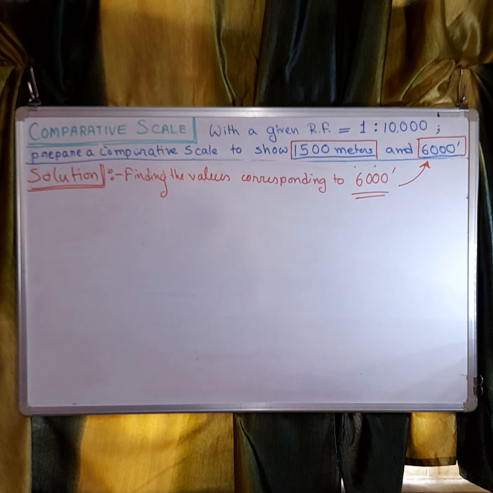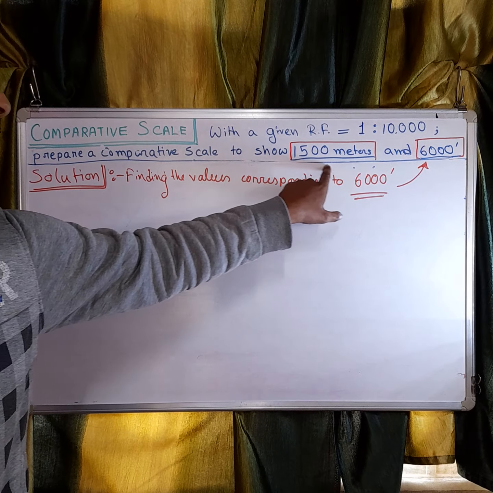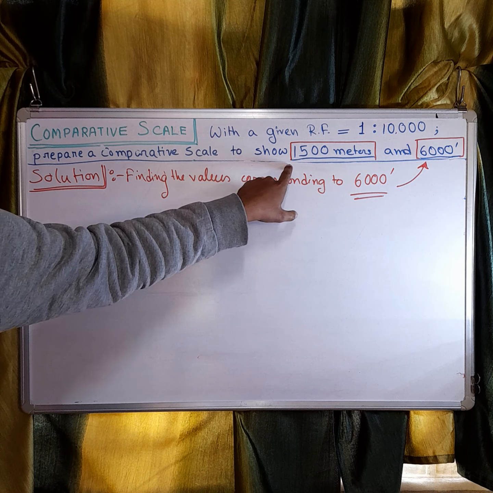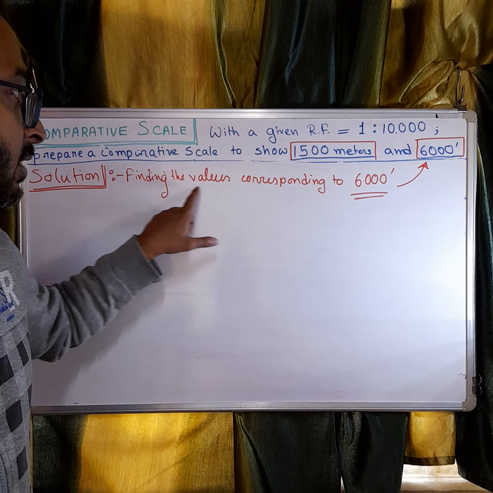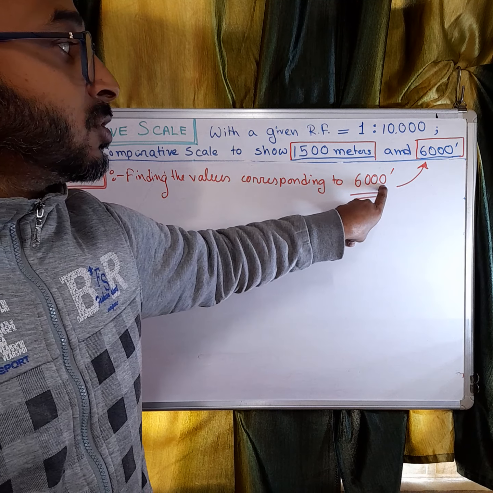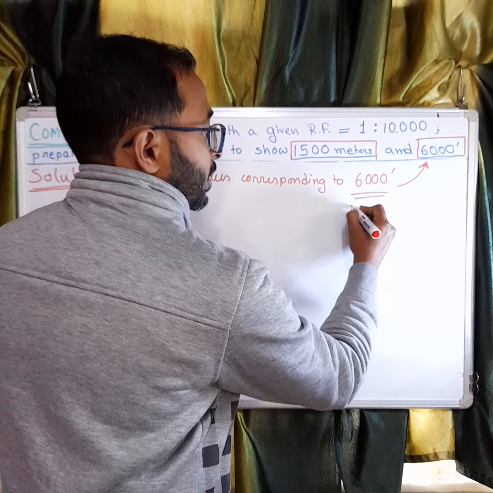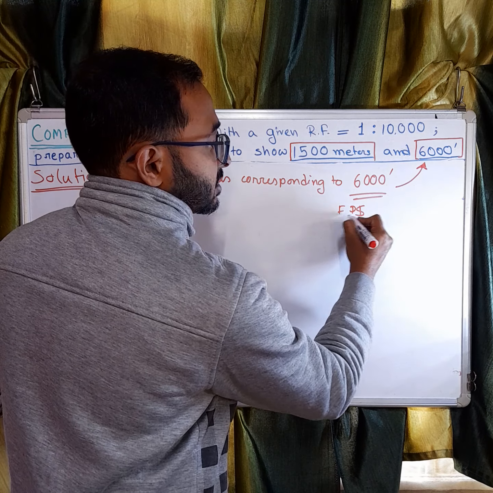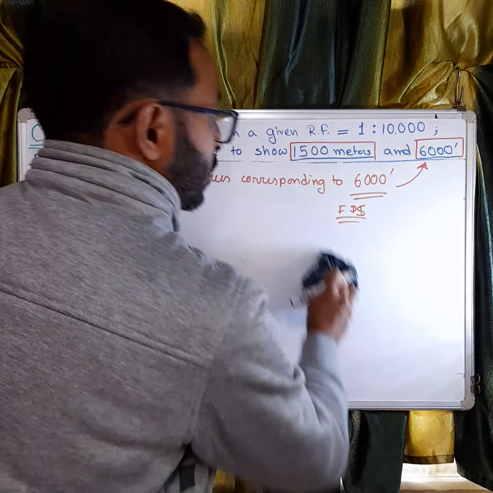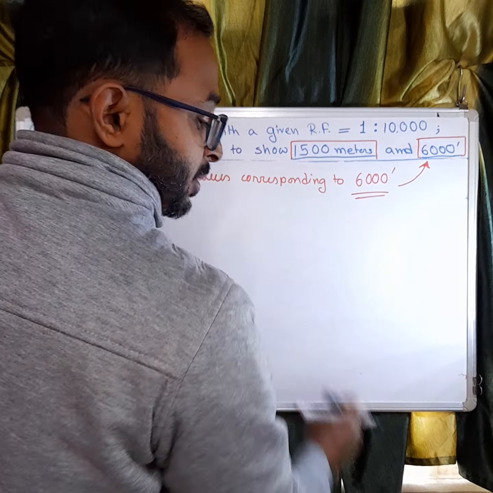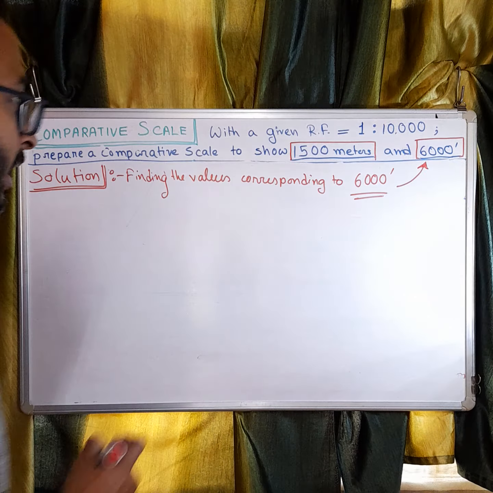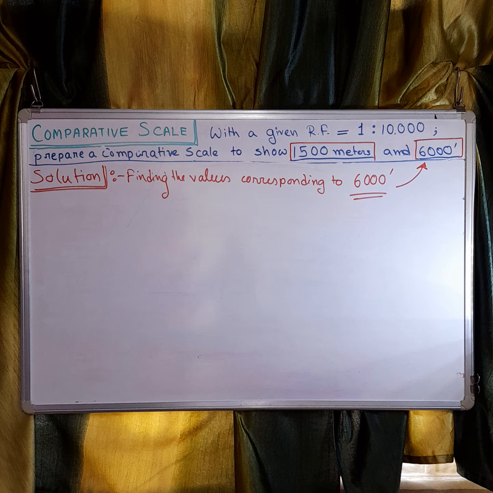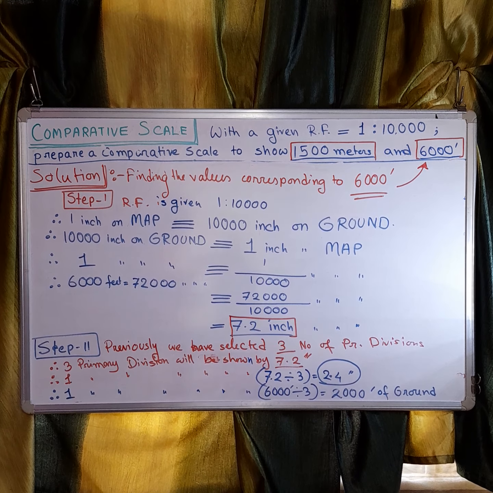Now, in this part, we will find the values. Here we have found in the previous calculations the corresponding values for 1500 meters. Now we will find the values corresponding to 6000 feet. It is in the FPS system, foot pound and second system. Previously it was the CGS system. Now we will calculate the values corresponding to 6000 feet.